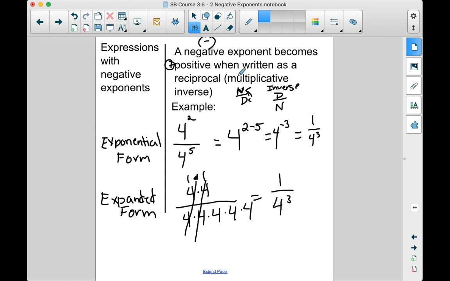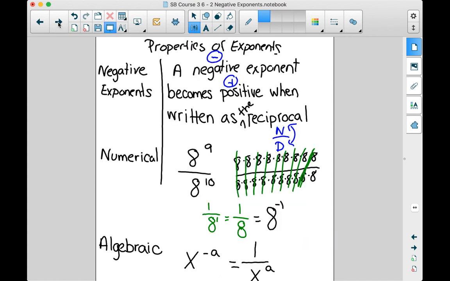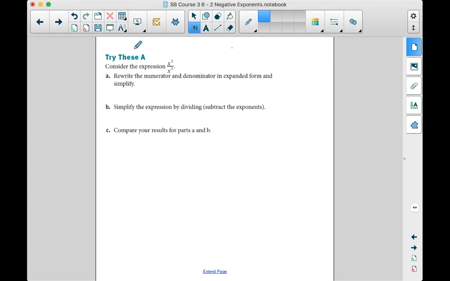So right now what I want you to do is pause, and turn and talk to your partner to summarize what we just did. Explain what we just did. Then I want you to go ahead and turn to the try these A, and we'll pick up there.